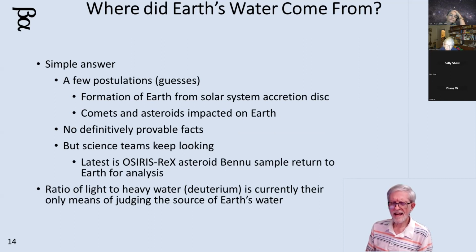Next up is comets and asteroids that impacted the Earth. We know they have water. They brought water. But how much water? So we have no definitively provable facts as to where the Earth's water came from, but we keep looking. The latest is the OSIRIS-REx asteroid Bennu sample. They're doing analysis to determine if the water that was part of Bennu is related to the water that's part of the Earth.